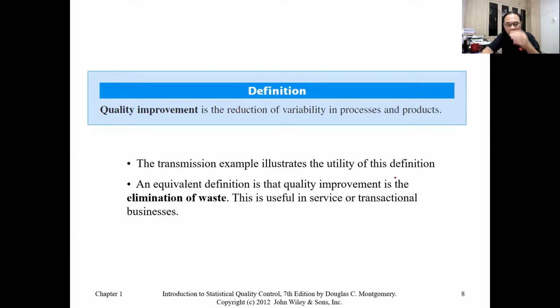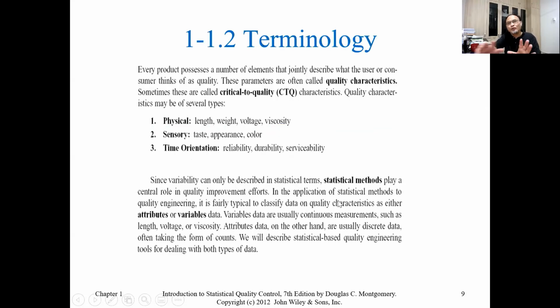So basically, quality will only be improved by a systematic and consistent way of looking at all processes, with the intention of reducing waste and reducing variation. Every product possesses elements that can be described according to the consumer, and the consumer will look at them as quality. These are known as quality characteristics. Sometimes it's called CTQ. I think some of you have probably seen CTQ, critical to quality characteristics.